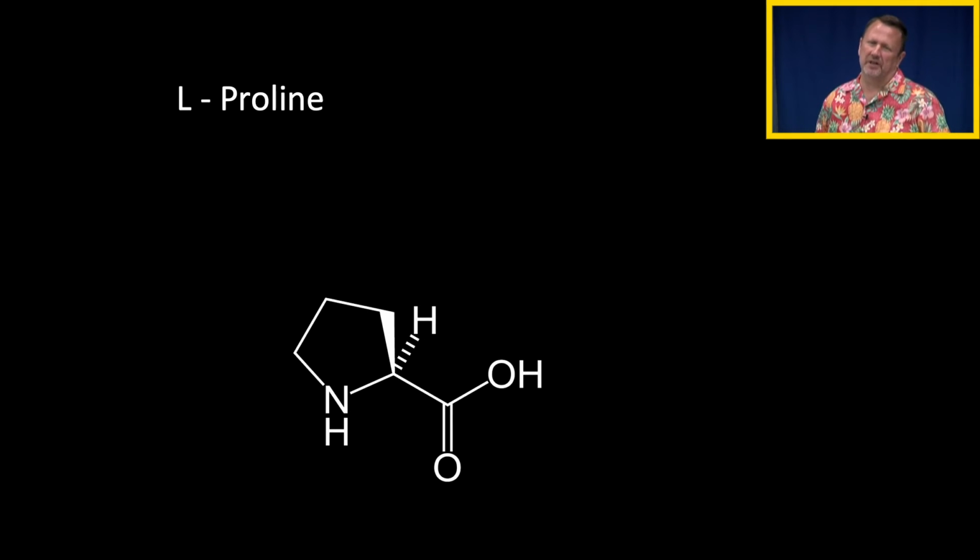Proline's very interesting because its R group comes back and reacts as part of its nitrogen group. And so when we see amino acid chains that take a quick change in direction, when we're going one direction and then we make a hairpin turn and go the other direction, we know that proline is involved. And we'll see that again.